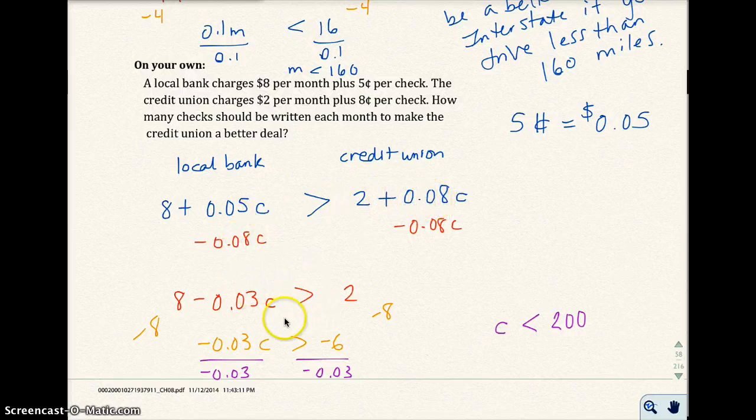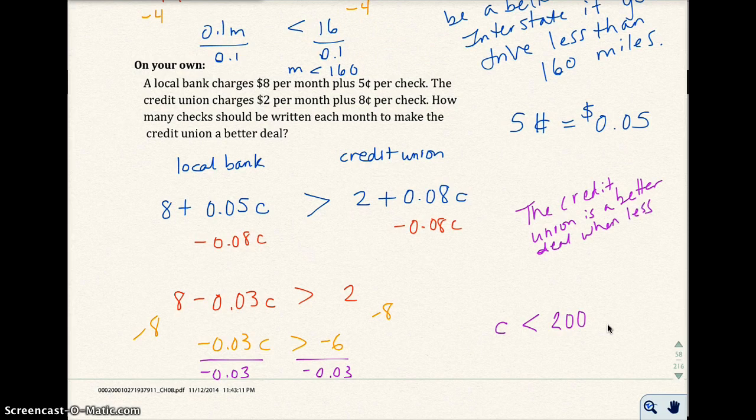So I went ahead and solved it. When I solved it and tried to get checks on the left-hand side, I had to divide by negative values, so I actually reversed my inequality sign. So I got c to be less than 200. So the credit union is a better deal when less than 200 checks are written. So 199 or fewer.